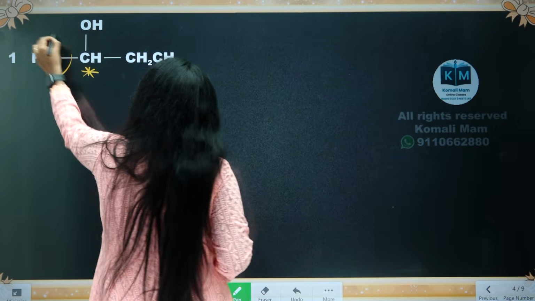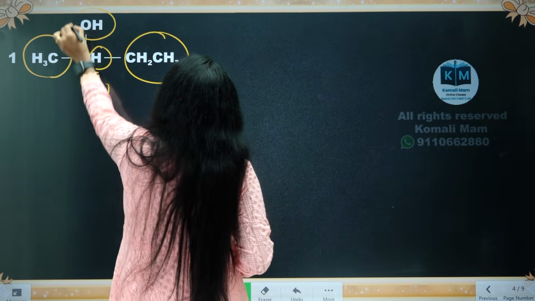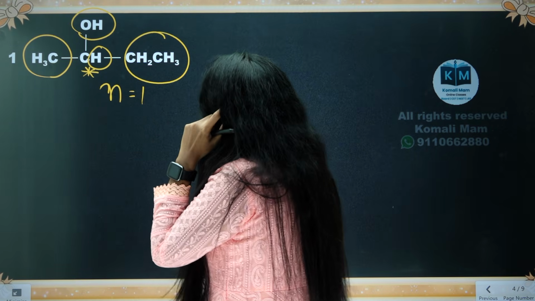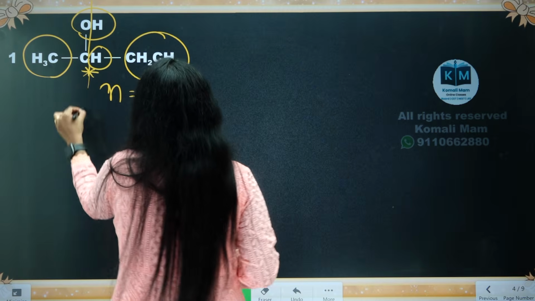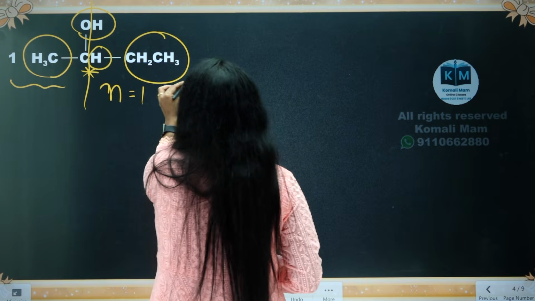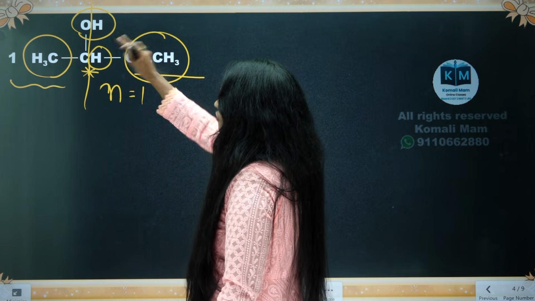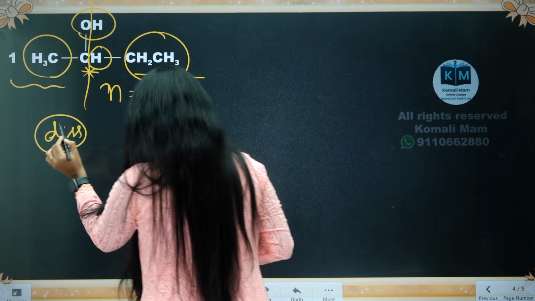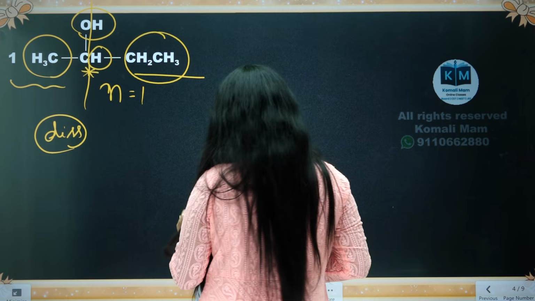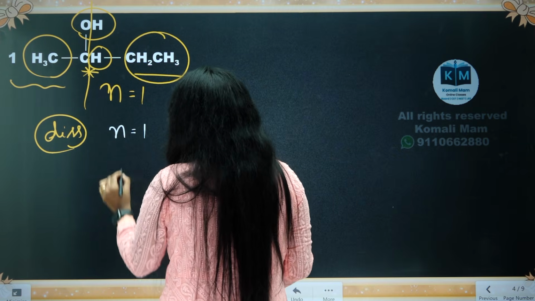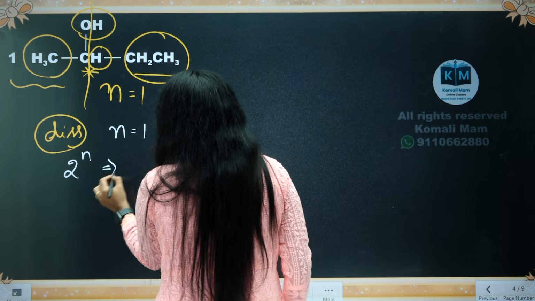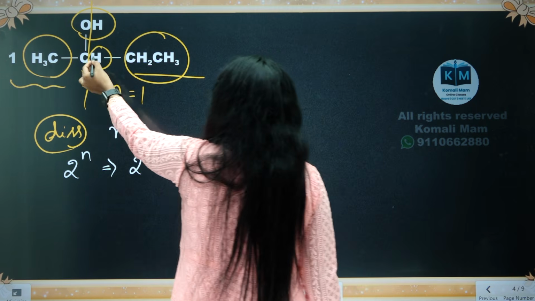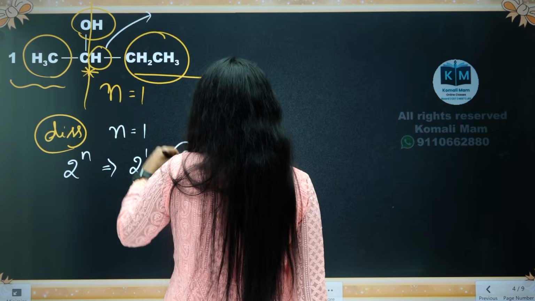See, this carbon is surrounded by 4 different groups. So the stereogenic center is 1. And are the ends similar or dissimilar? You see here, if I cut here, on the left side CH3 is there, on the right side CH2, CH3, different groups. Dissimilar ends. For dissimilar ends, what is the formula? Tell me the formula loudly. 2 to the power of n. So here n is equal to 1. Then 2 are possible.